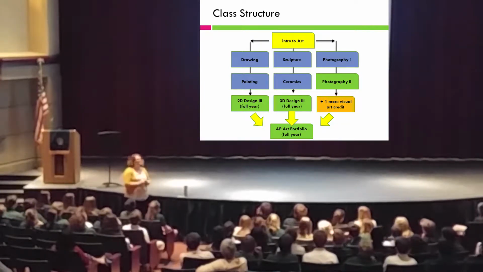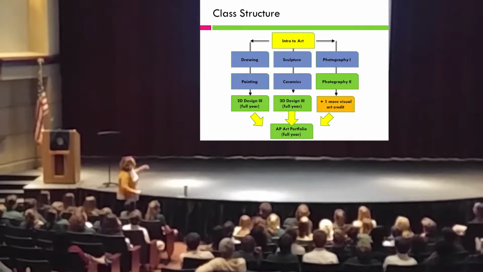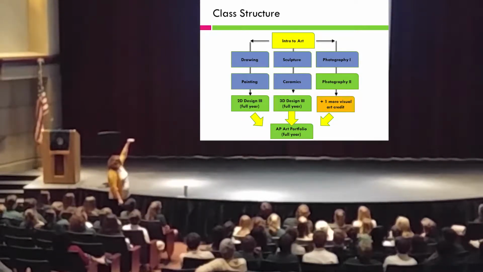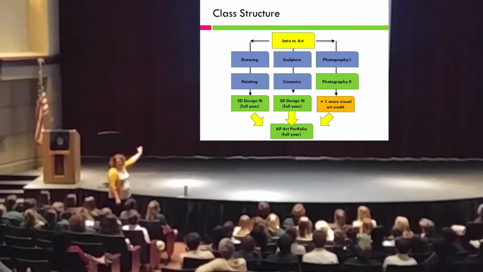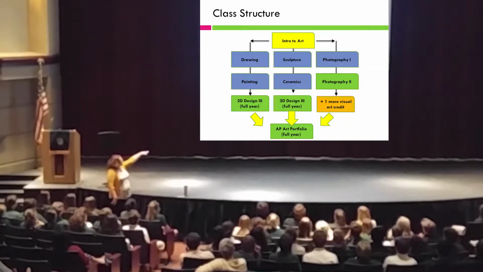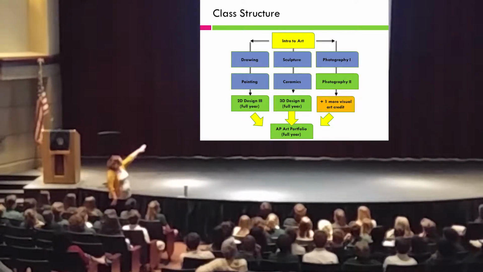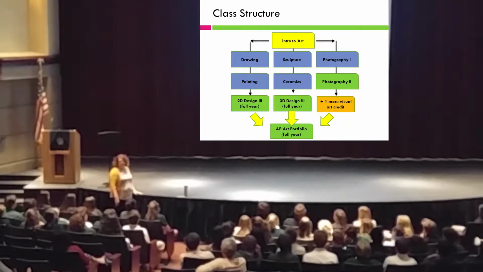Can you go back to that little map? All right, so here's the way it works. You have to have intro, and then you can go 3 different routes. You can go on the left, drawing, painting, into 2D design 3. So that's what we call the 2D route, drawing and painting. And then the middle one is the 3D route, sculpture, ceramics, 3D, into AP. And then the third one is photography, photo 1, photo 2, plus any of the other credits into AP.